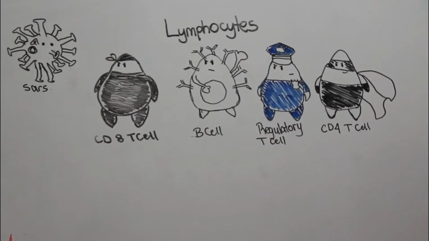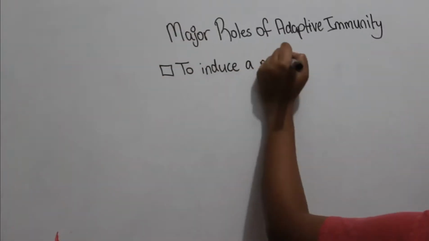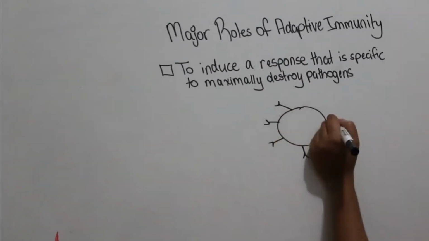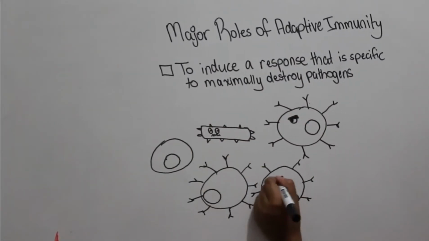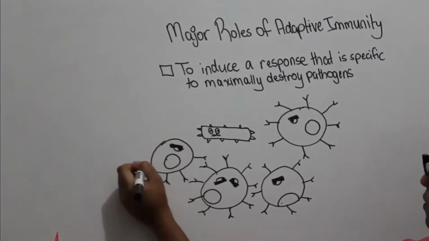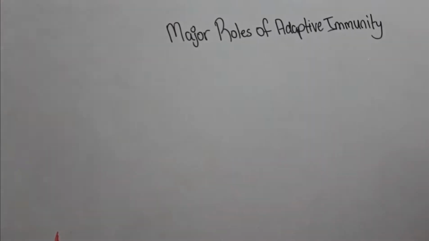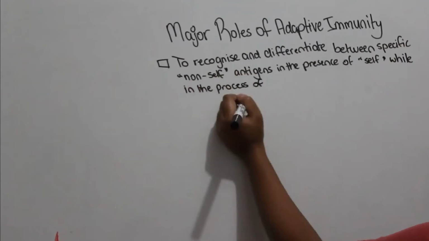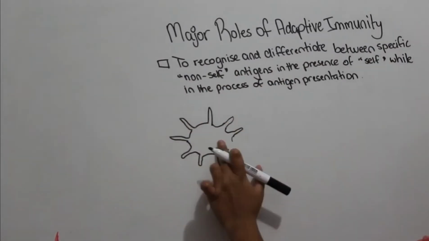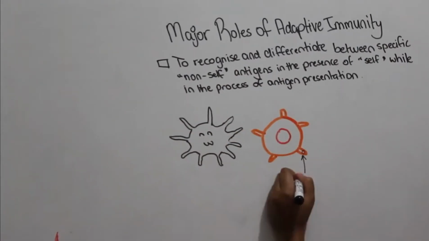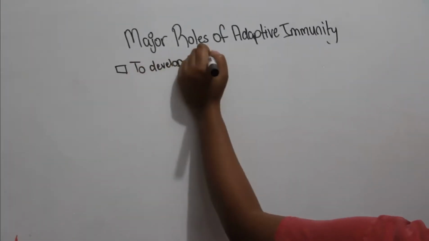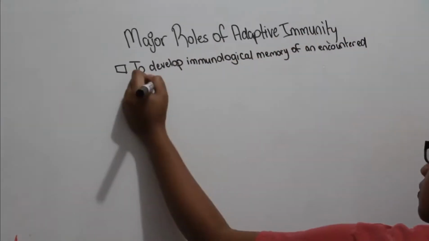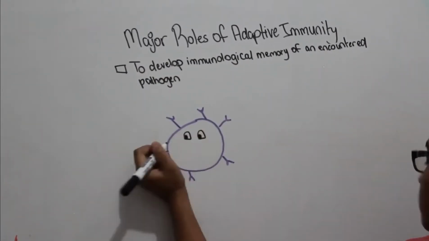The major roles of the adaptive immunity include to induce a response that is specific to maximally destroy pathogens, to recognize and differentiate between specific non-self antigens in the presence of self while in the process of antigen presentation, to develop immunological memory of an encountered pathogen whereby the pathogen is recalled by a unique antibody that can induce a quick and specific response to eliminate the pathogen should the same infection be re-encountered.